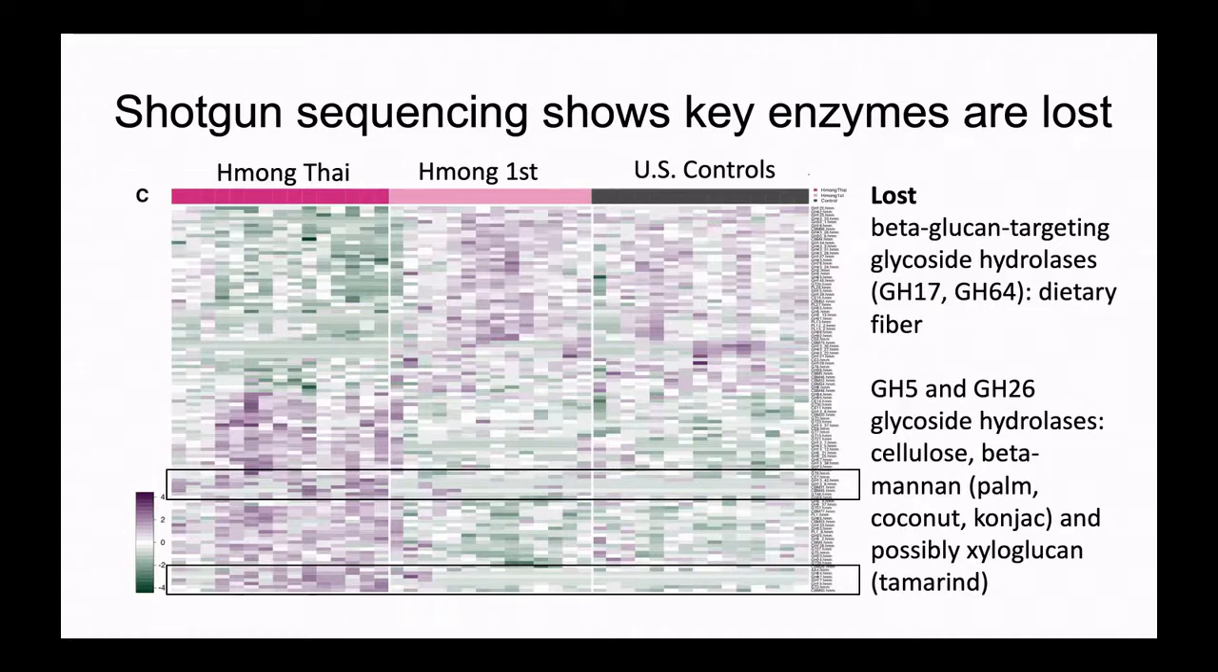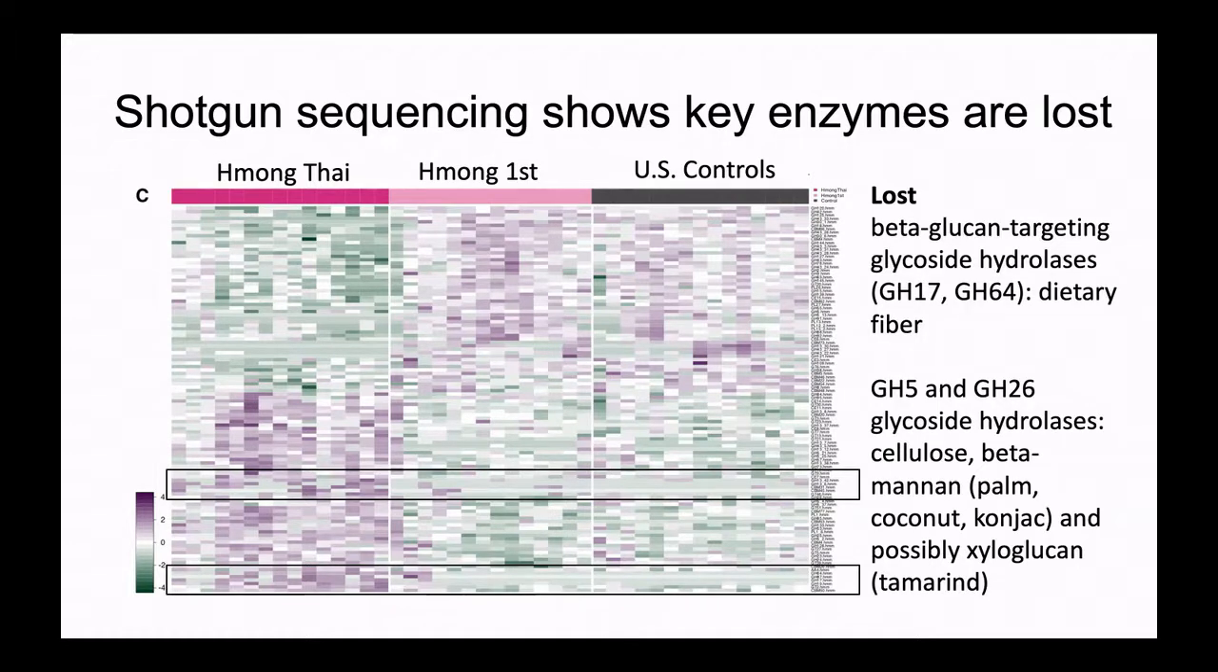And what we saw is that going from Hmong Thai to Hmong first generation, or to the US controls, this is just one of the things we found, is that there were certain enzymes that were quite prevalent in the Thai residents but then went completely missing, or almost completely missing in the U.S.A. And some of these seem to be associated with certain components of the foods that people might be eating in Southeast Asia. For example, there's beta-glucan, which could be targeting these glycoside hydrolases, so that could just be dietary fiber.